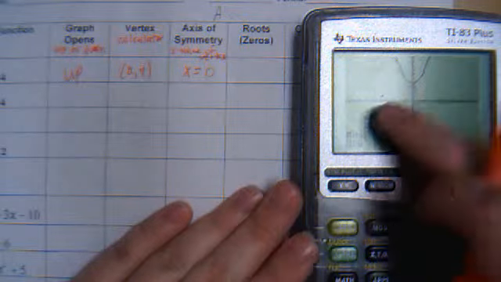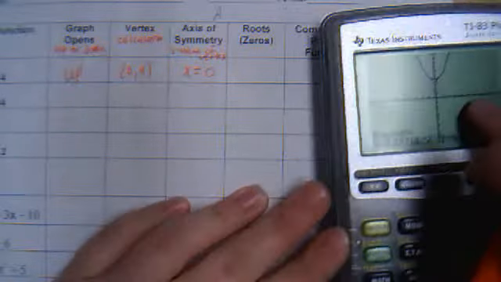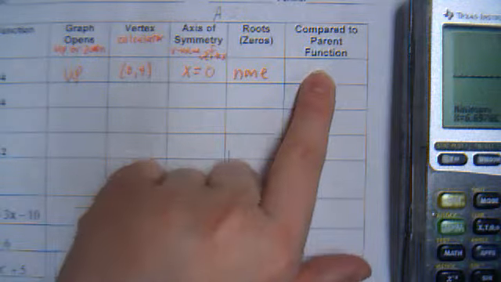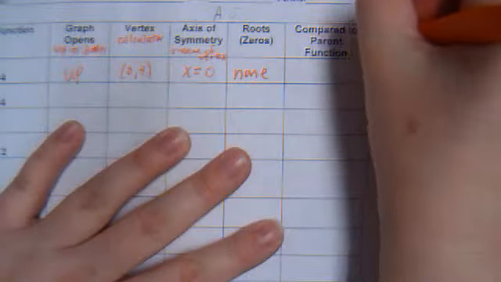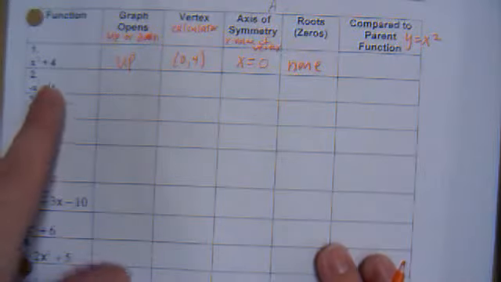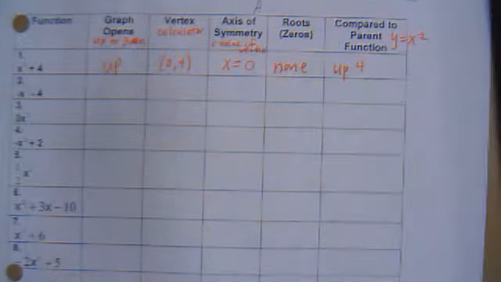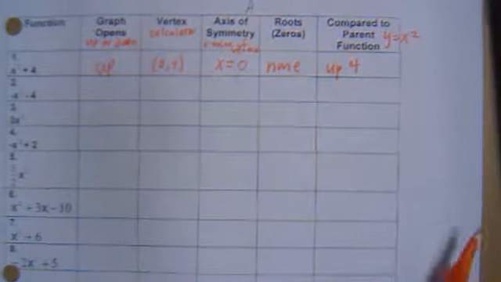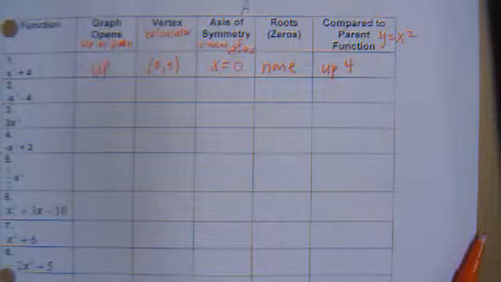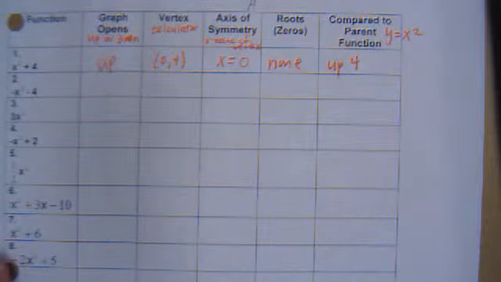Okay, your zeros, your roots. If we look at this graph, does this cross the x-axis at all? It doesn't, so there aren't any. Okay, and then compared to your parent function, so remember your parent function is y equals x squared. So what changes? We do plus 4, so it goes up 4. There might be more than one transformation from the parent function, but it'll depend on what we do.